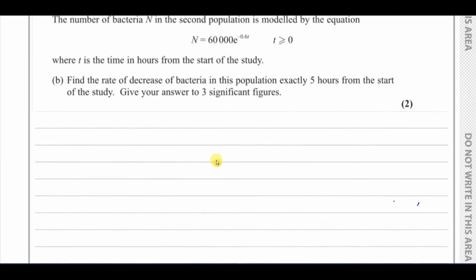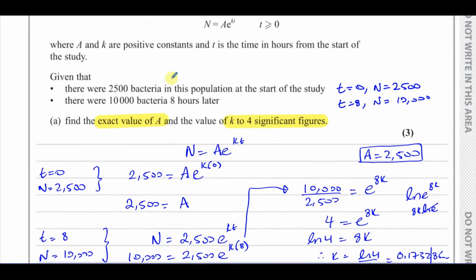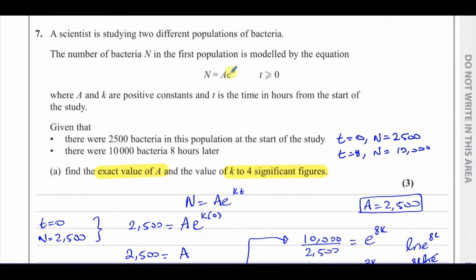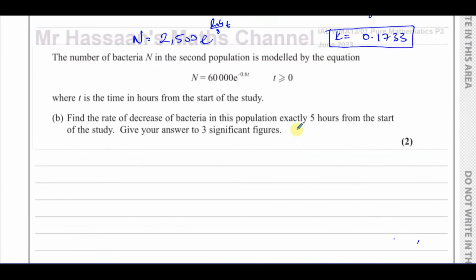But part B is about a different model. It says the number of bacteria N in the second population, because there were 2 populations. The first population is modeled with this model. The second population is modeled by the equation N equals 60,000 e to the power of negative 0.6 t, where t is greater than or equal to 0, where t is the time in hours from the start of the study. Find the rate of decrease of bacteria in this population exactly 5 hours from the start.